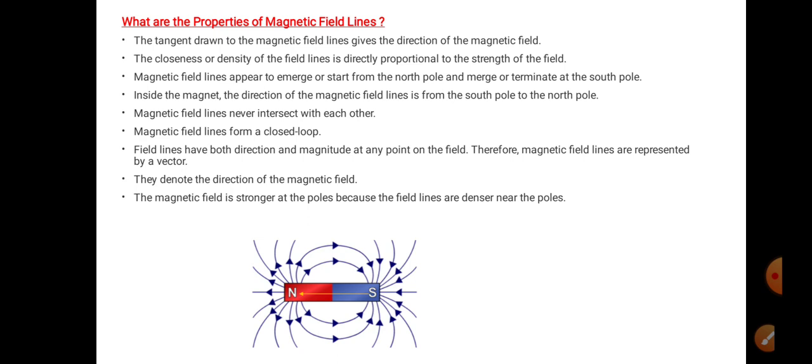Then field lines have both direction and magnitude at any point on the field, and because of this they are represented by a vector. Then it denotes the direction of the magnetic field. Next property: if you want to find the direction at any point on the field lines, then we have to draw the tangent at that particular point. Okay. Then next, the magnetic field is stronger at the poles because the field lines are denser near the poles. Okay. So these are the properties of field lines.